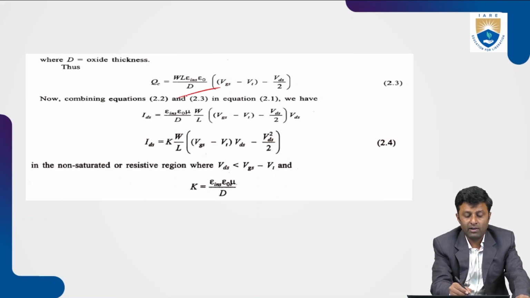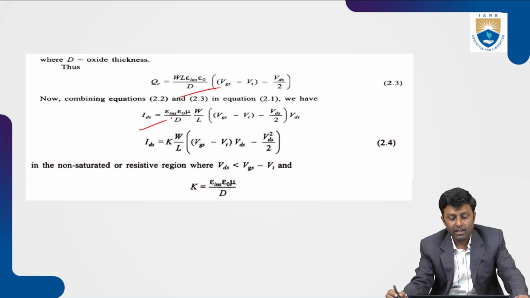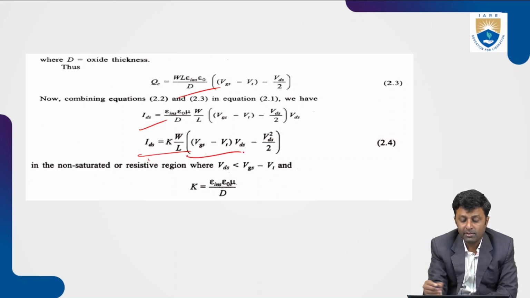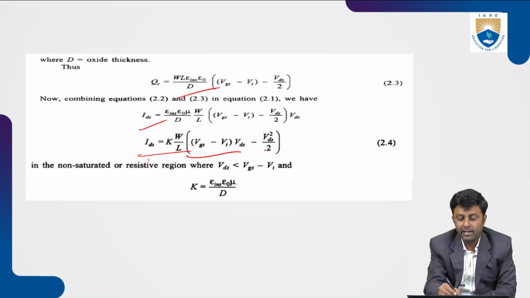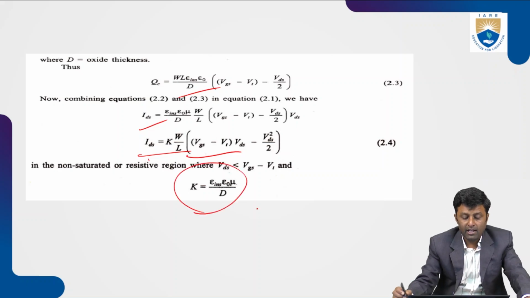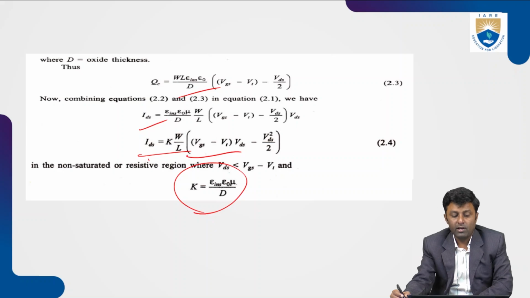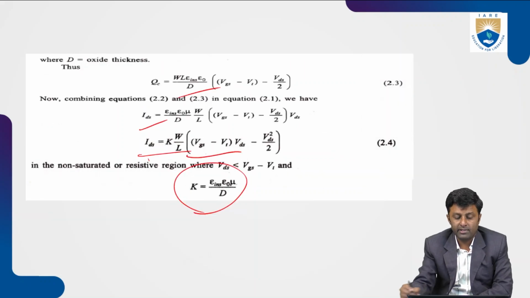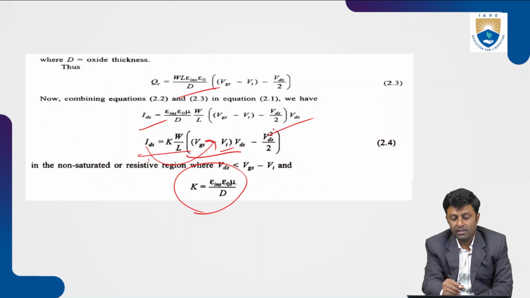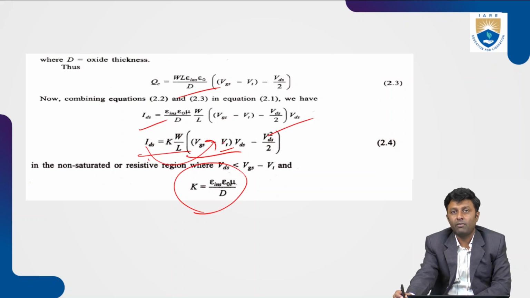Now, combining the above three equations, we finally get the equation for IDS: IDS equals K into W by L, times Vgs minus Vt into Vds minus Vds squared by 2, where K is a constant. This is the equation for the non-saturation region. As we can directly see, the current depends directly on the voltage Vgs minus Vt and on Vds.